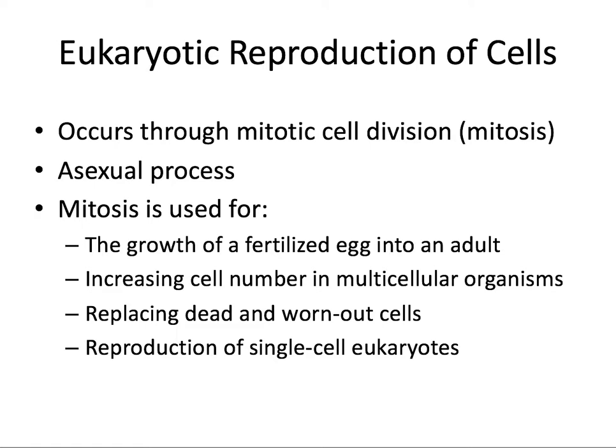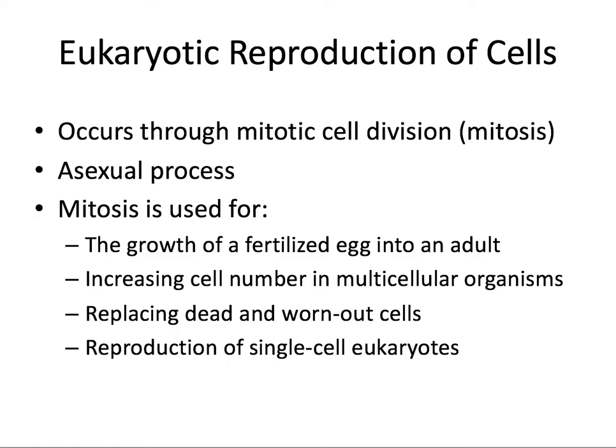Okay, so how do eukaryotes reproduce? They reproduce through mitotic cell division, and this is an asexual process. Mitosis is used to grow a fertilized egg, a zygote, into an adult. Mitosis is used to grow in size in a multicellular organism, because if you remember, organisms grow not by the cells getting bigger, but by producing more cells, right? And we said how the whale and the tiny little mouse have the same size cells. The whale just has more.